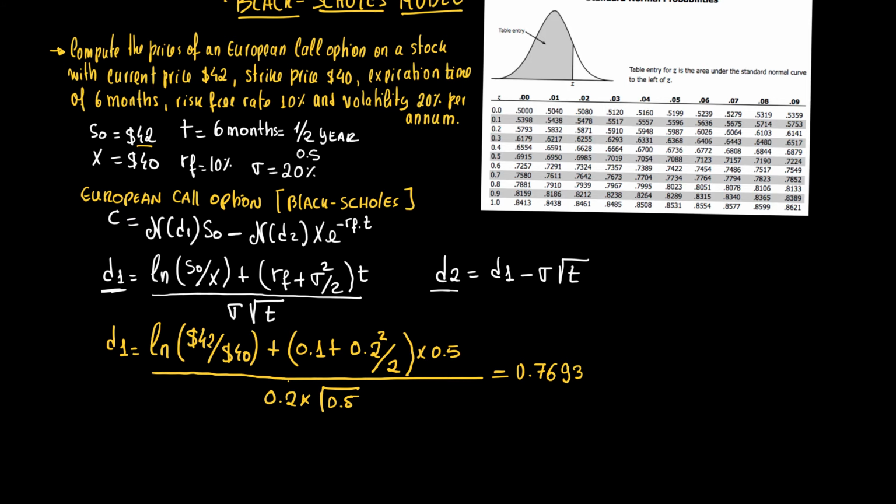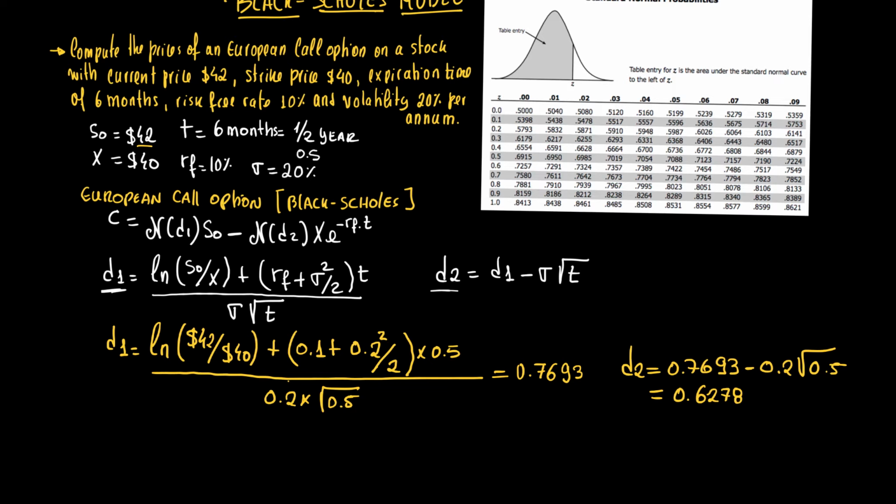In the same way, D2 is expressed in terms of D1, so it's going to be 0.7693 minus 0.2 multiplied by the square root of the time period, 0.5. So D2 should be equal to 0.6278. So this is the easy part of the problem.